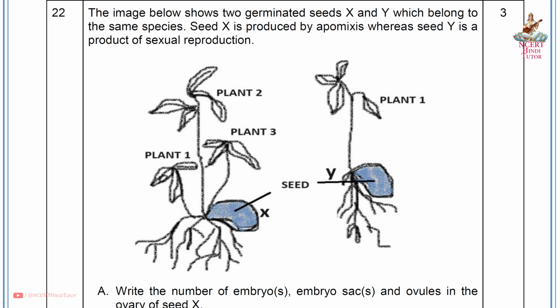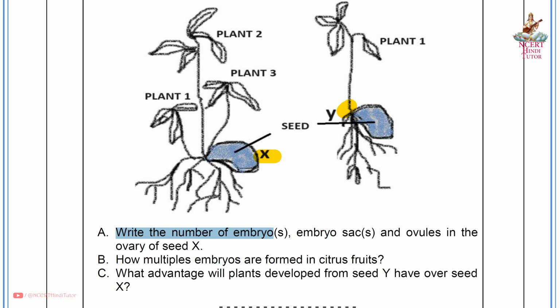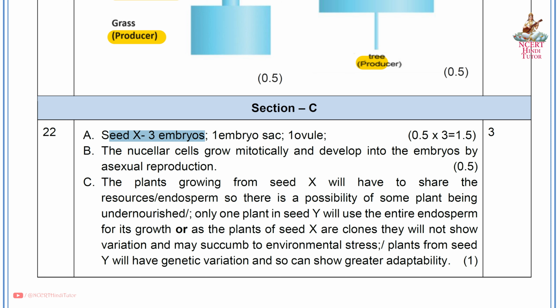Section C, question 22. The image below shows two germinated seeds X and Y which belong to the same species. Seed X is produced by apomixis whereas seed Y is a product of sexual reproduction. A. Write the number of embryos, embryo sacs and ovules in the ovary of seed X. Answer. Seed X: 3 embryos, 1 embryo sac, 1 ovule.